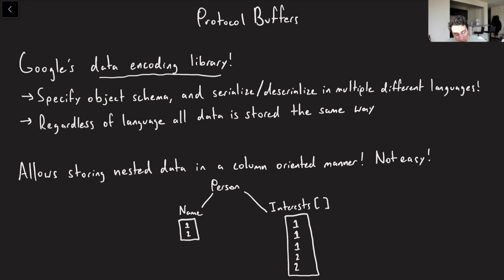So to show that off, imagine we have some person object in protocol buffers, and person has a field name, and it also has a repeated field, or a list of fields, called interests.